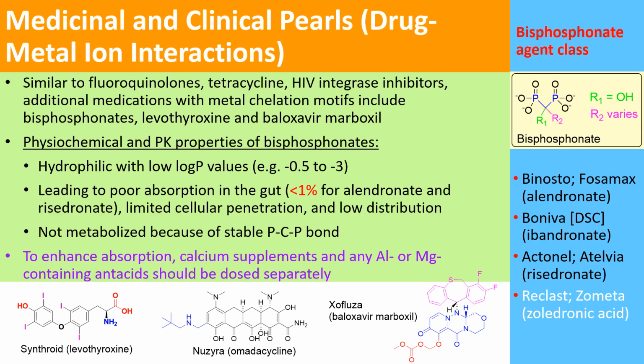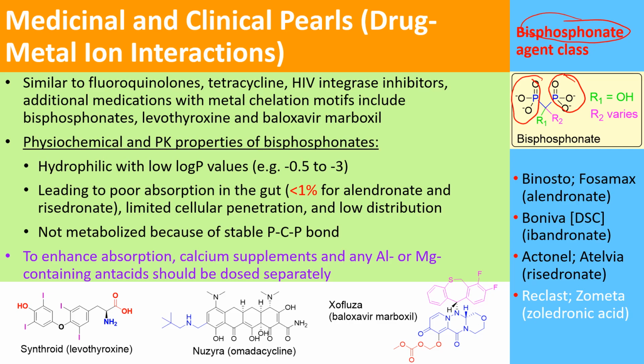Similar to fluoroquinolones, tetracycline, and HIV integrase inhibitors, additional medications with metal chelation motifs include bisphosphonates, levothyroxine, and baloxavir marboxil. As you can see, based on this bisphosphonate agent class, there are 2 phosphonate motifs, so therefore they are called bisphosphonate derivatives.